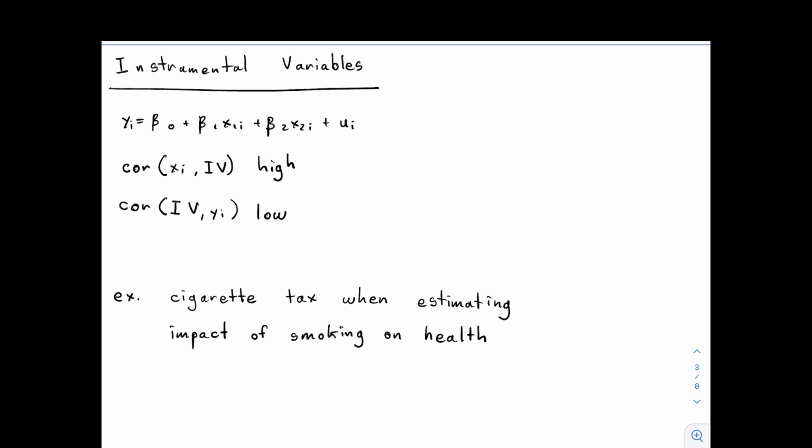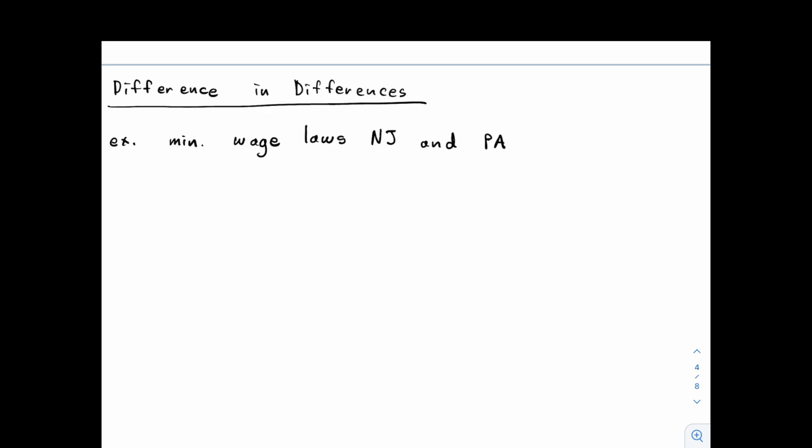But cigarette taxes should also not be impacted necessarily by other potential health issues such as diabetes or high blood pressure, and therefore you can more directly or more accurately measure the effects of adverse health outcomes and smoking. Moving on to another commonly used technique, that's going to be difference in differences.